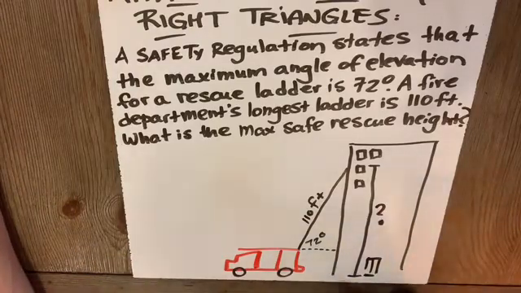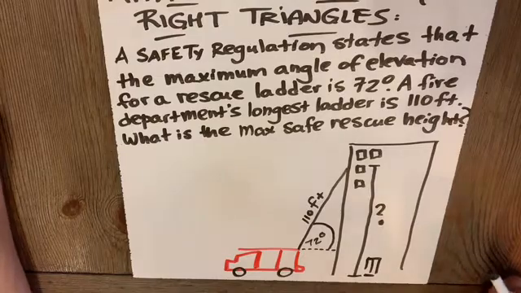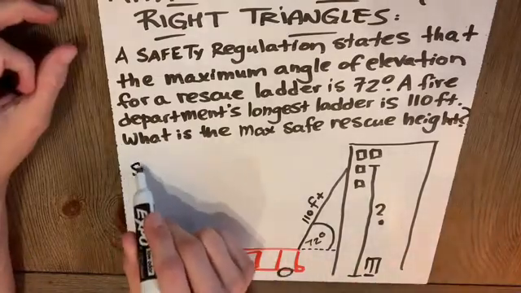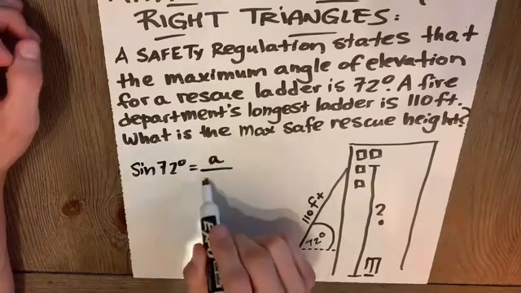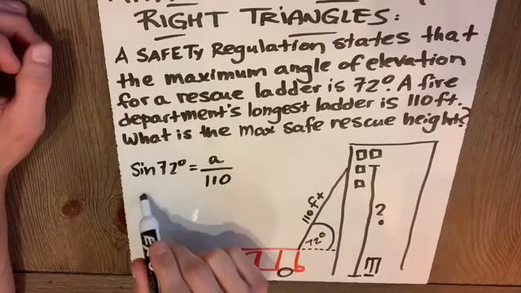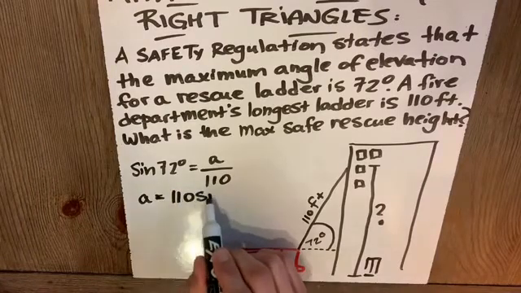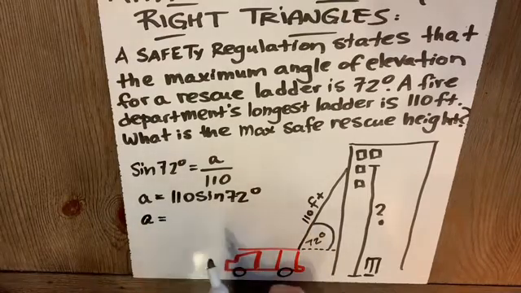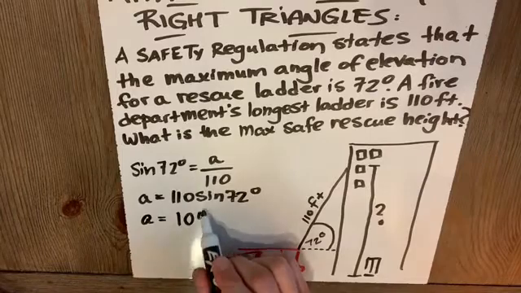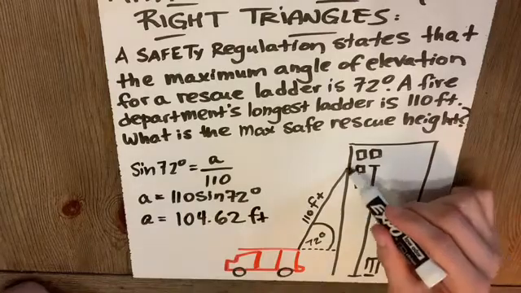Well, I say draw a picture. Here's our fire truck, and with the horizontal, I make a 72 degree angle. So I know that sine of 72 degrees is opposite, which I'll call a, over hypotenuse, which is 110. So a is equal to, if I multiply both sides by the denominator, 110 sine 72. Got to make sure my calculator is in degrees. So a is equal to about 104.62 feet. Now, that's what this distance is here.